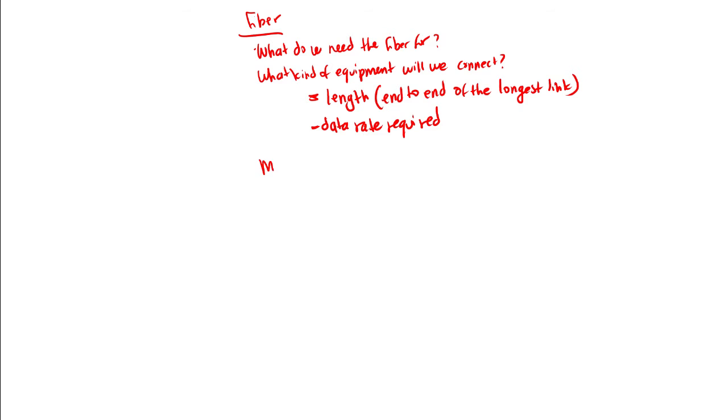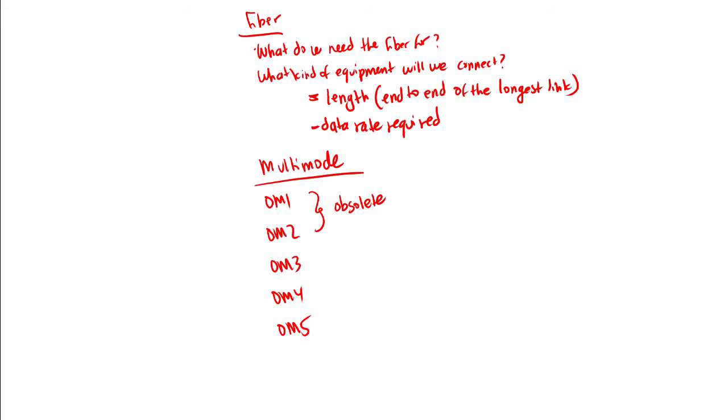So if we look at multimode fiber, it ranges from OM1 to OM5. OM1 and 2 are obsolete. OM1 used to use a 62.5 micrometer diameter, and everybody else uses 50/125 micrometer diameter.